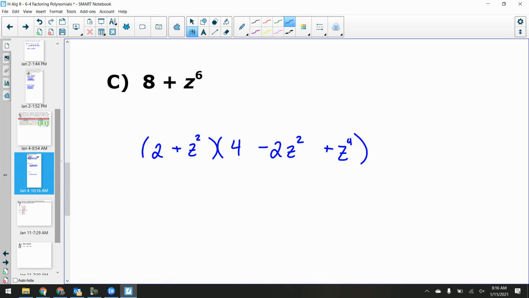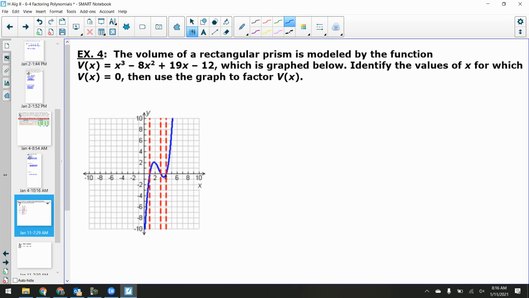All right, let's take a look at the next problem now. The volume of a rectangular prism is modeled by this function, where I have x to the third minus 8x squared plus 19x minus 12. I don't know, maybe the sides are set up like the length is 2 greater than its width, and then the height is 2 less than the width. I don't know, something like that. But we get the volume of this box is x to the third minus 8x squared plus 19x minus 12. That's the equation for the volume of the box.